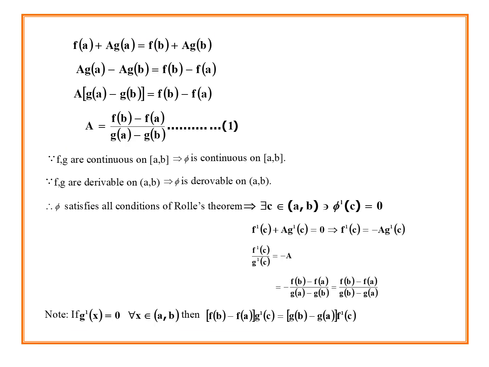Now we continue with Cauchy's mean value theorem. f(a) + λg(a) = f(b) + λg(b). Then λg(a) − λg(b) = f(b) − f(a). From this term and this term, λ is common, so taking it outside, we get λ(g(a) − g(b)) = f(b) − f(a).